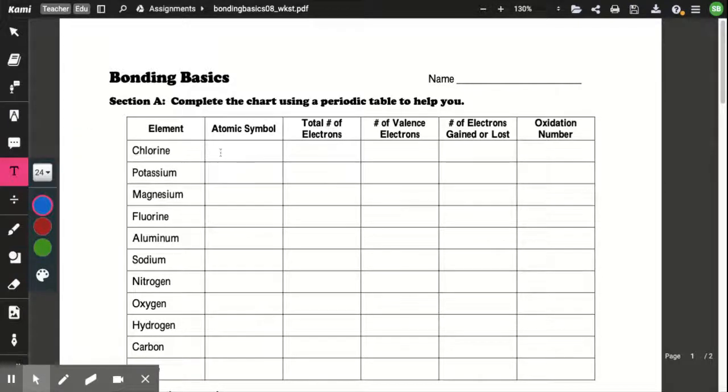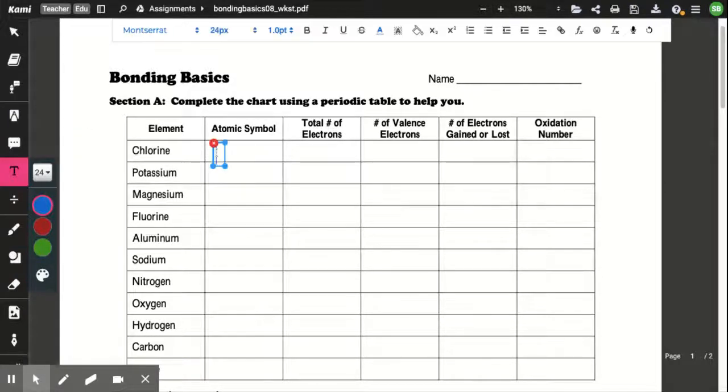So if we did the first one together, you'd have chlorine. You'd have to look at your periodic table and see that its atomic symbol is Cl. So you would fill that in. Its total number of electrons, let's move this up, get my periodic table out. Total number of electrons is going to be 17 as long as it's neutral, which as far as we know it is.